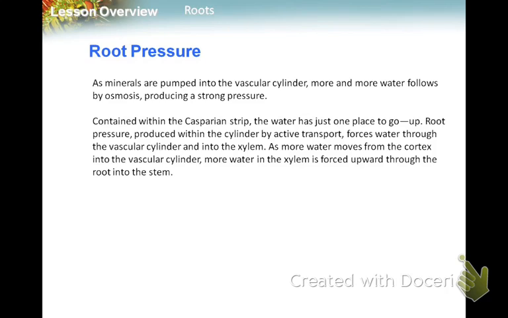As minerals are pumped into the vascular cylinder, more and more water follows, producing strong pressure. This is called root pressure. Water can only go up. Root pressure is produced by active transport, and forces water through the vascular cylinder into the xylem. Remember, xylem is what transports water. As more water moves up from the cortex into the vascular cylinder, water is forced upward through the root into the system. I guess it moves from the cortex into the vascular cylinder and then is forced up. Sorry about that. Misspoke.